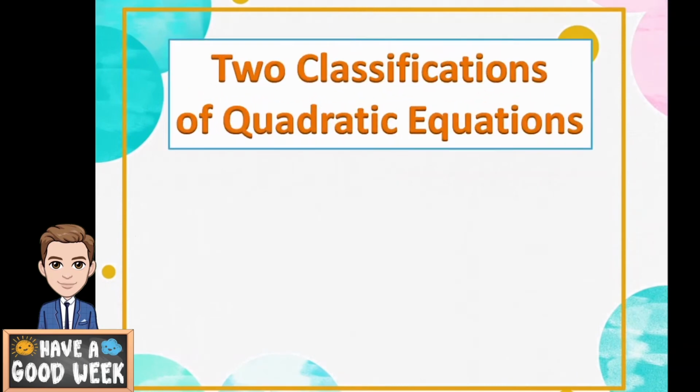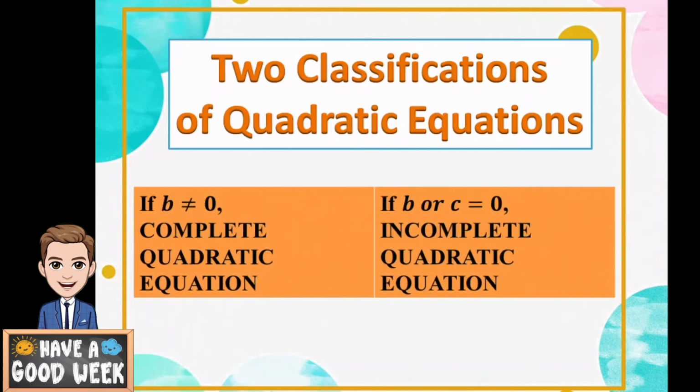So, there are two classifications of quadratic equation. So first, we have if b is not equal to 0, therefore that is complete quadratic equation. Meaning to say, kapag kompleto, kapag yung b or c is na andun sa equation, meaning to say that is complete quadratic equation. Pero, kapag yung b or c is equal to 0, meaning to say, kapag walang b or c sa equation, that is incomplete quadratic equation. Diba? Kumbaga, pag may kulang, incomplete. Pag kompleto, complete. Diba? Okay.